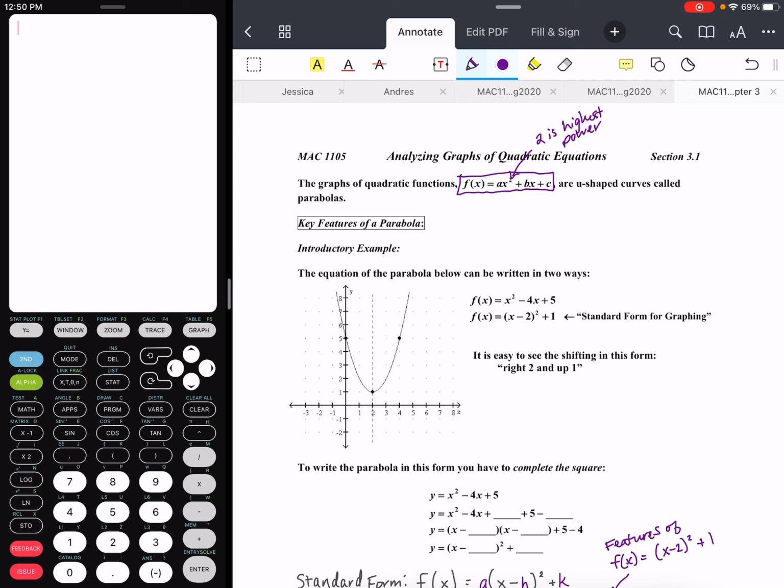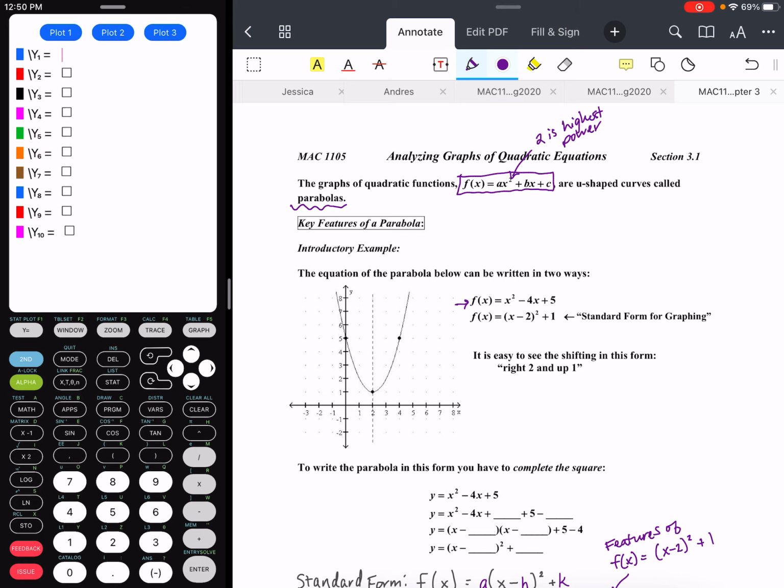And the graphs of any quadratic function are going to be a shape that we call a parabola. So looking here in this introductory example, this is an example of a parabola. So here we're looking at the function f of x equals x squared minus 4x plus 5. So you can see the graph here on the notes, but let me go ahead and graph that in my graphing calculator as well. So under y equals, I'm going to do x squared minus 4x plus 5. And let's take a look at that graph.